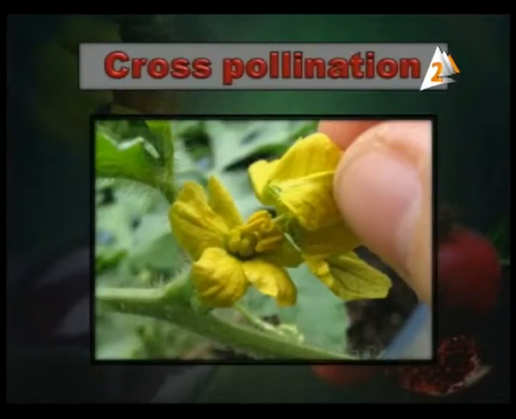Another type, cross-pollination, takes place by transferring the pollen grain from the anther to the stigma of another plant, but they must be from the same species. So pollination has two types: self-pollination or cross-pollination.